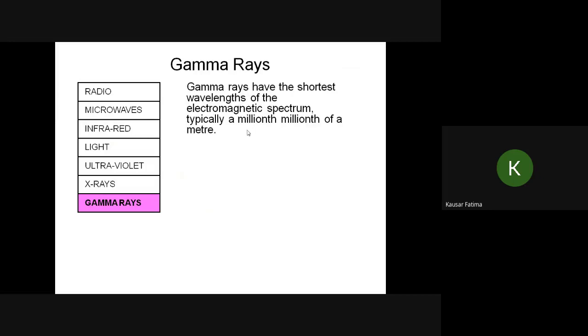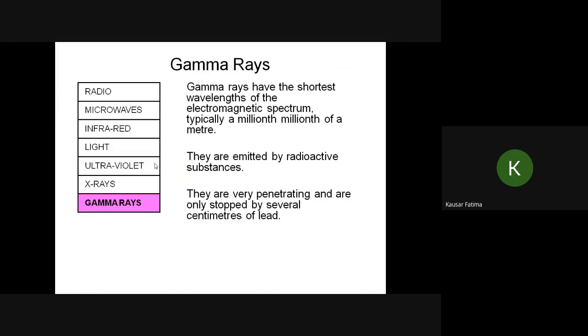They have the shortest wavelength, about one million millionth of a meter. Radioactive substances are those atoms which emit nuclear radiations like gamma radiations. They are very highly penetrating. They can pass through our body, and we can also use them to detect any disease inside the body or to cure the disease also.